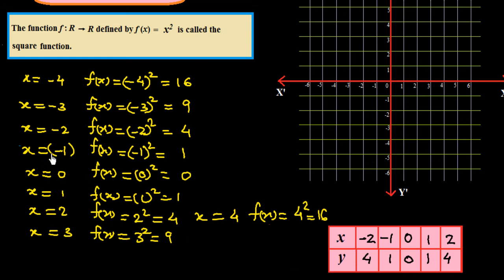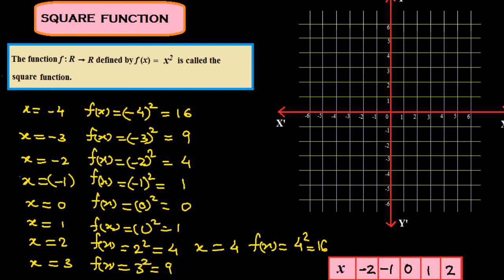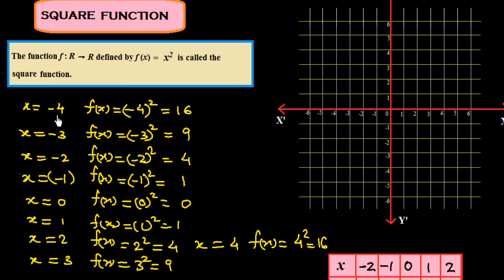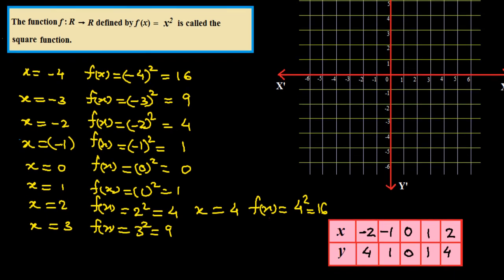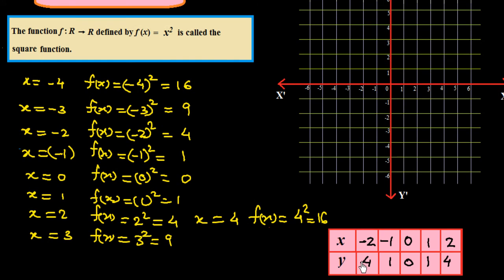I have taken only a few of the points because our graph is not as big as it should be. For -4 we get 16, and we don't have 16 on this graph, so we would have to make a bigger graph. So we are just putting these 5 coordinates here. Now we plot all these coordinates on this graph.